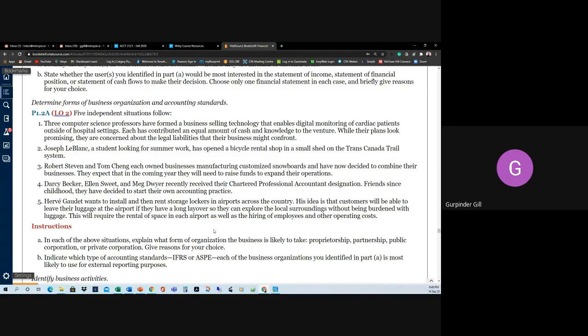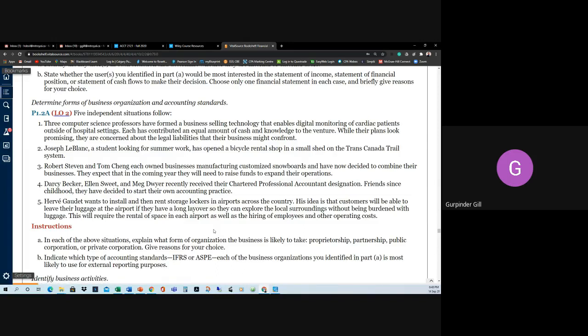Now, some things in accounting, it's very logical. If you think of being at an airport, everything costs an arm and a leg, right? Having these rental storage units at the airport is going to need some substantial investment, right? So it's not stated, but it's implied. So in that case, this guy's best bet would be to go with public corporation.